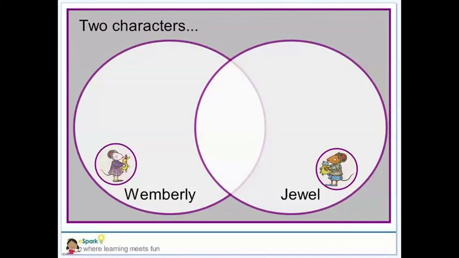We learned about two characters in the story. Their names were Wemberly and Jewel. As you can see, we're going to use a Venn diagram to compare, or tell how the characters are the same, and contrast, or tell how the characters are different.